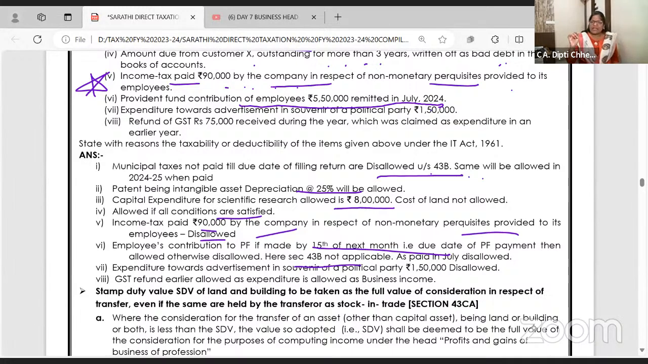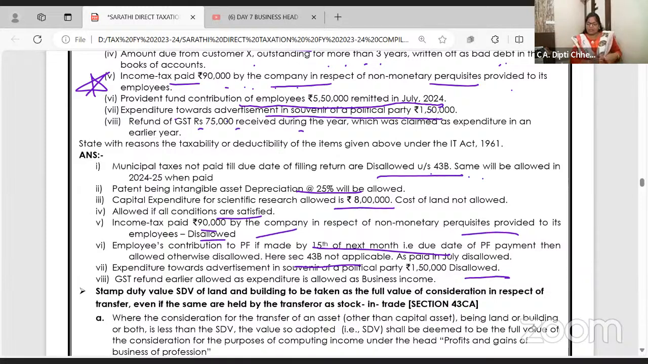Okay, because this is little crucial, I'll make you write a note in your notebook. Later we'll do continuity also. Very nice questions these are. Expenditure towards advertisement in souvenir of a political party. Can you give advertisement in a political party's souvenir? I told you now elections are coming. One side BJP, one side my company's name. Not allowed, disallowed.